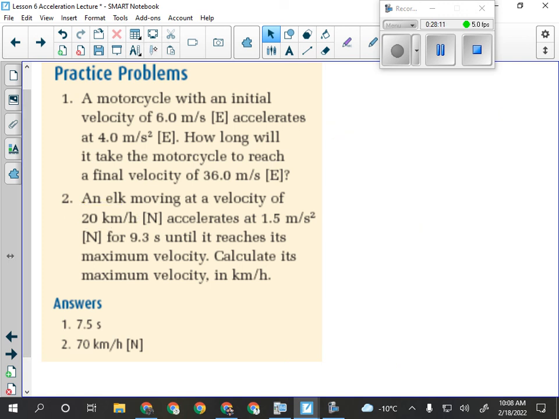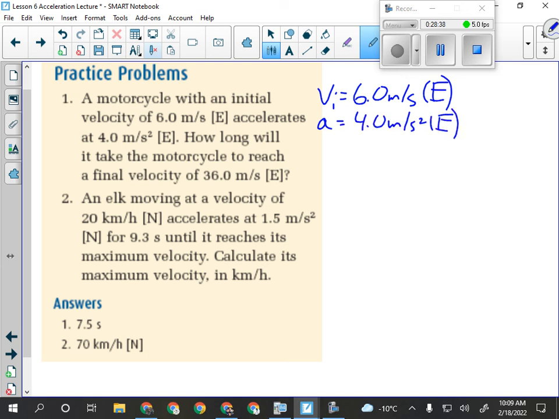All right. Let's have a look at the first one here. So, motorcycle has an initial velocity of 6 meters per second east. So they just told us VI. And it's nice when a question outright says it's the initial velocity. You're not going to get that very often. Okay? It's not going to be that explicit for you. Okay. Accelerates at 4 meters per second squared east. How long does it take the motorcycle to reach 36 meters per second east? So just like the example we just did.